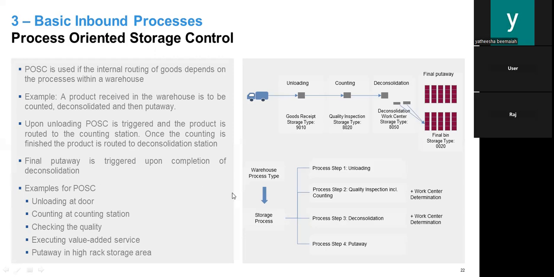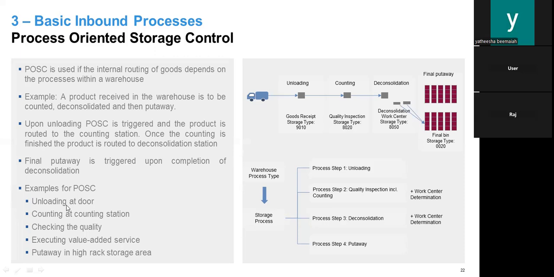And in some cases, we will receive the product but we need to perform the counting. In that case, after unloading, it will move to the GR area. From the GR area, it will move to the counting, where they perform the quality inspection and check the received product. After counting is done, the warehouse task is created automatically to the final bin. So there are different processes. This is an example of POSC.